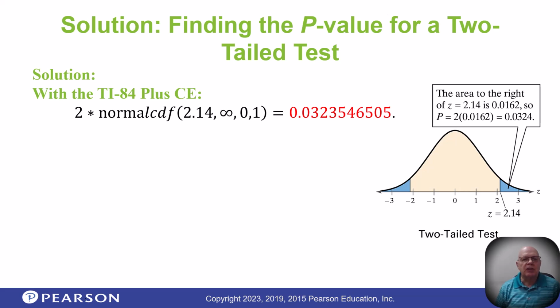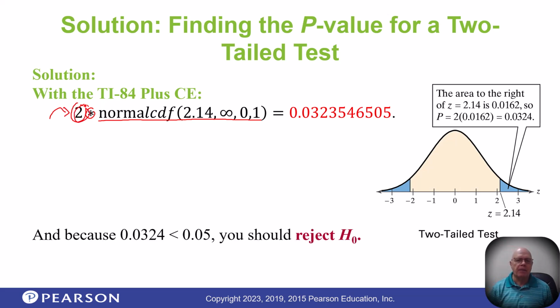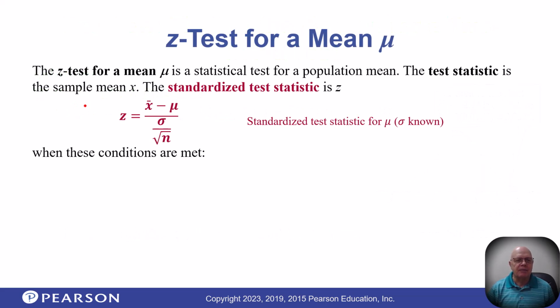So this is what we did with the calculator. Remember, if you have a two-tailed test, you can put this 2 out here, put the times, and then find your normal CDF function. And you'll get your p-value right away. Remember, don't multiply by 2 when you have a left or right-tailed test. Only the two-tailed test. Two-tailed test, multiply by 2. Okay. So we rejected the null hypothesis with that two-tailed test.